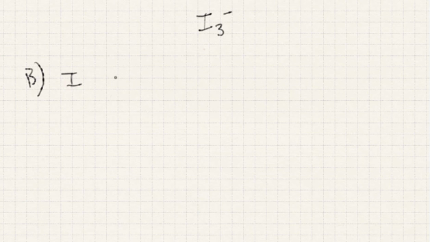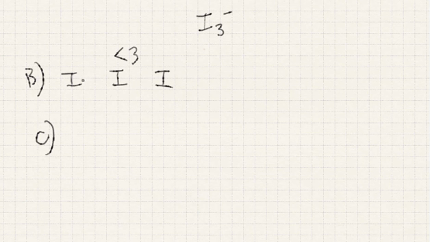So for question number 3, we're going to be drawing I3 minus. So let's look at the electronegativity values first. So we have 3 I's. On the periodic table, I is in the same column as fluorine, which is the most electronegative atom with electronegativity of 4. However, as you move down the column, the electronegativity values actually decrease. So iodine is going to have an electronegativity that's smaller than 3. It's around 2.7.